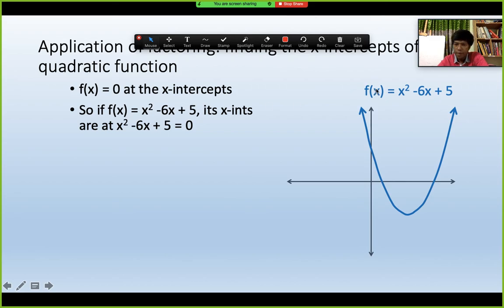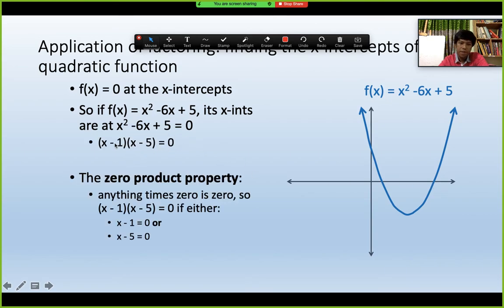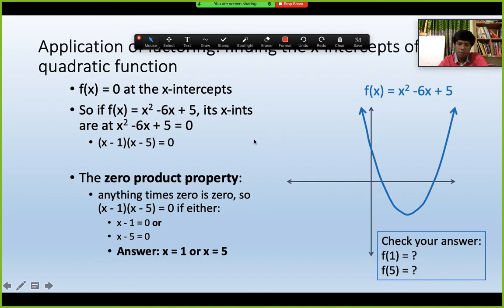So you will have, if you put x equals to 0, then plus 5 is the y-intercept. So you will have the plus 5 here. This is the y-intercept. And to get the x-intercept, you just do the factoring here, then you will get the 2 x-intercepts. So x equals to 1 and x equals to 5, by using the zero product property. And if you put f equals to 1 and f equals to 5, what do you get from this given function?